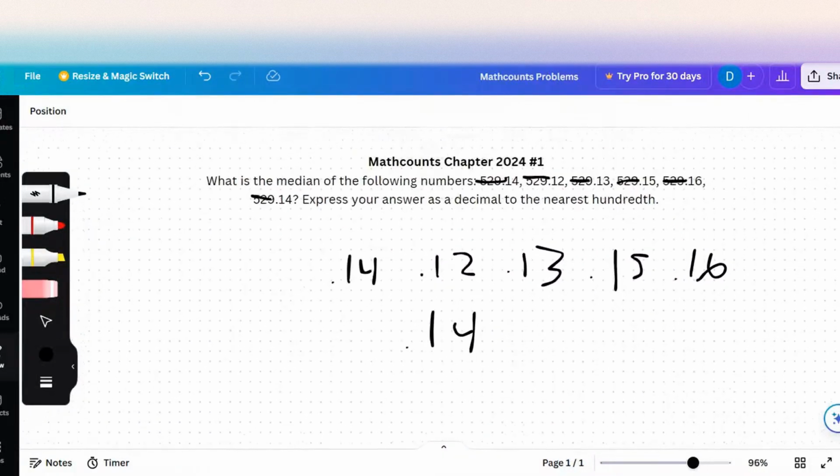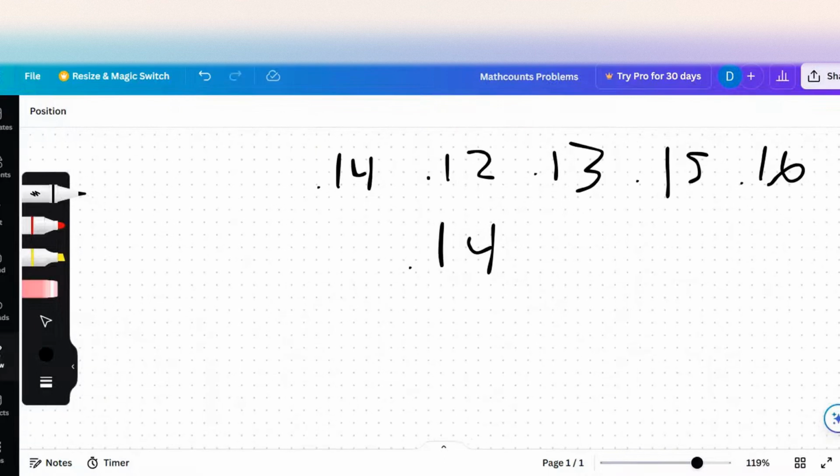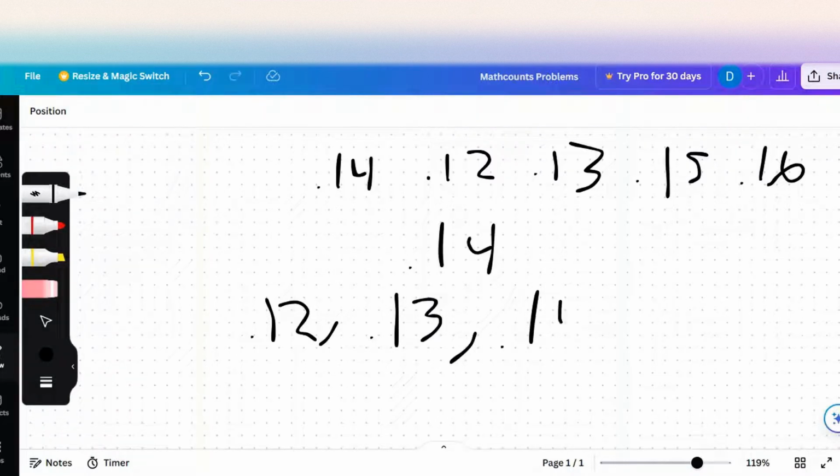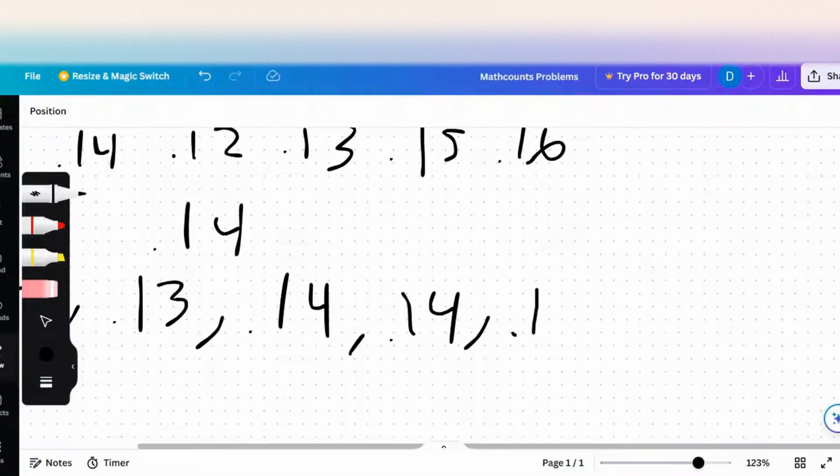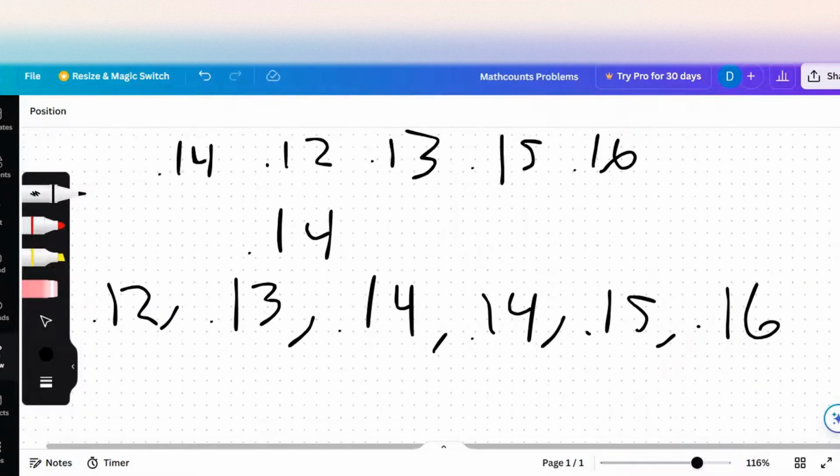And what we're trying to do, so the smallest is 1200s, the next smallest is 1300s, the next smallest is 1400s, next smallest is 15, and then we keep on going. Obviously there's two 1400s, so don't forget about that. And then we end with 1600s.